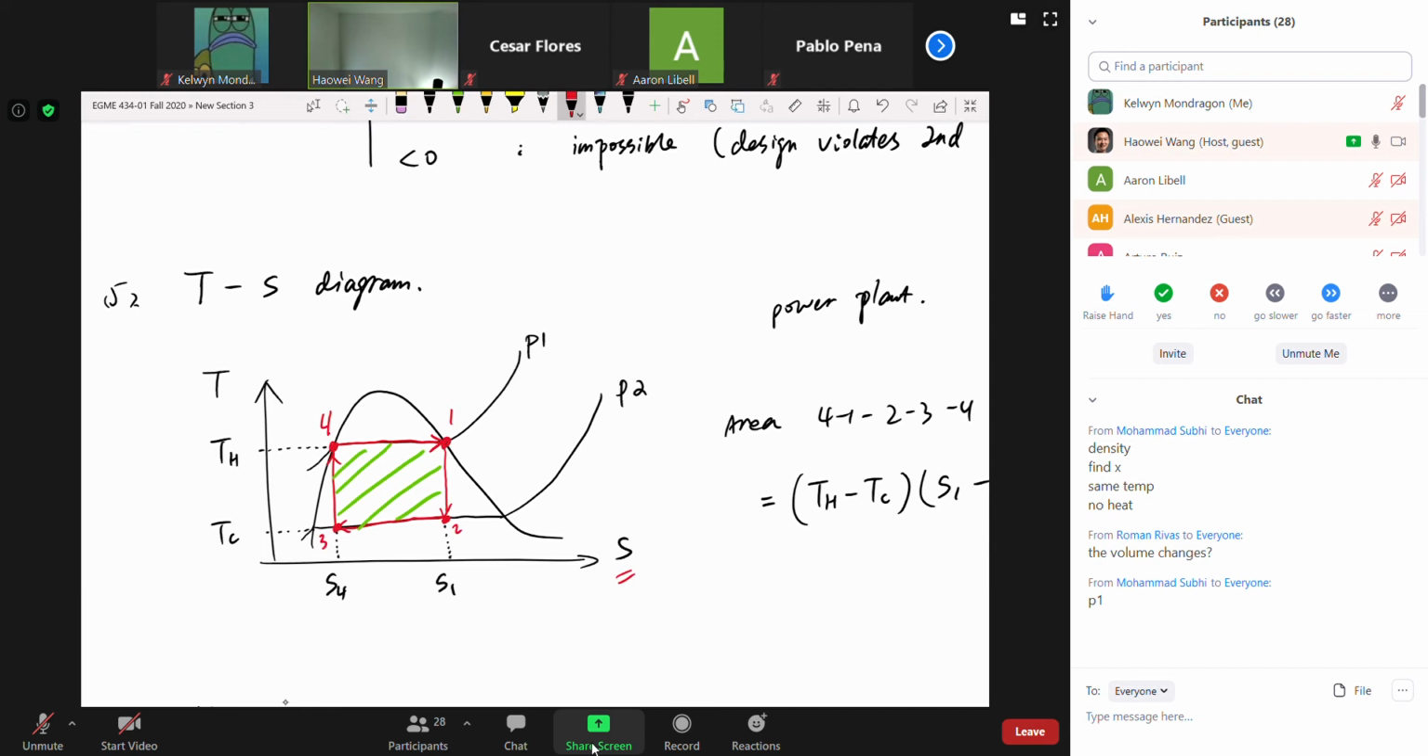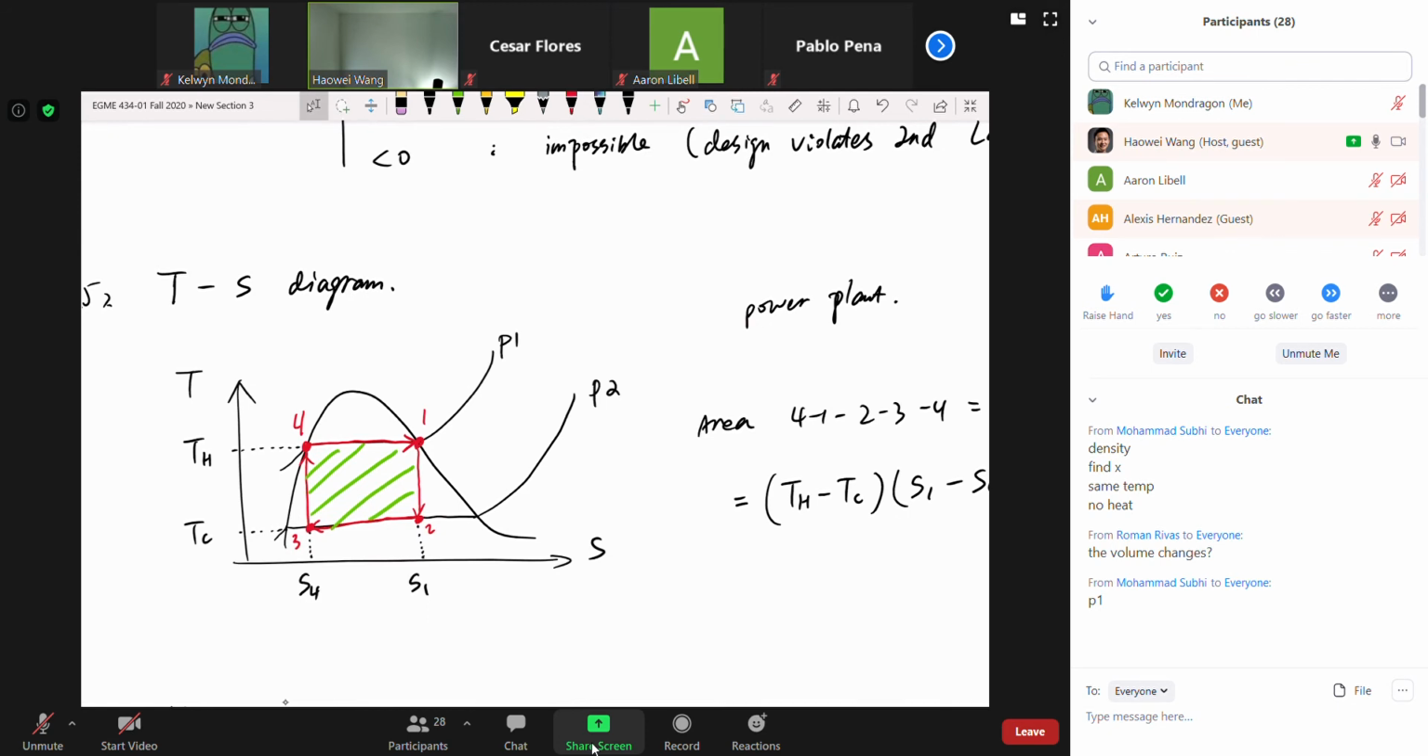And you can watch the videos to find out why on the T versus S diagram, 1 to 2 and 3 to 4 are both vertical lines. Okay, does anyone remember? What's the reason? One word. Isentropic. Yeah, that's the word, right? So if you haven't watched that video, make sure you go over that video and it explains why on the T versus S diagram, 1 to 2 and 3 to 4 are both vertical lines.